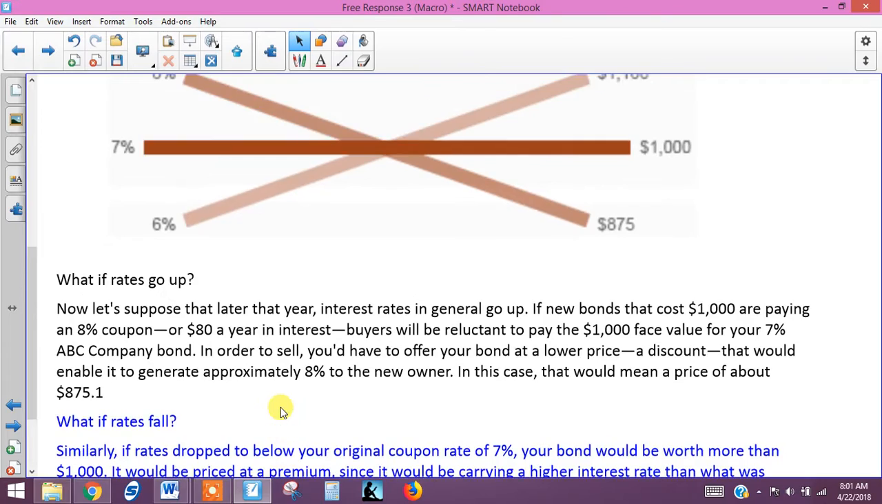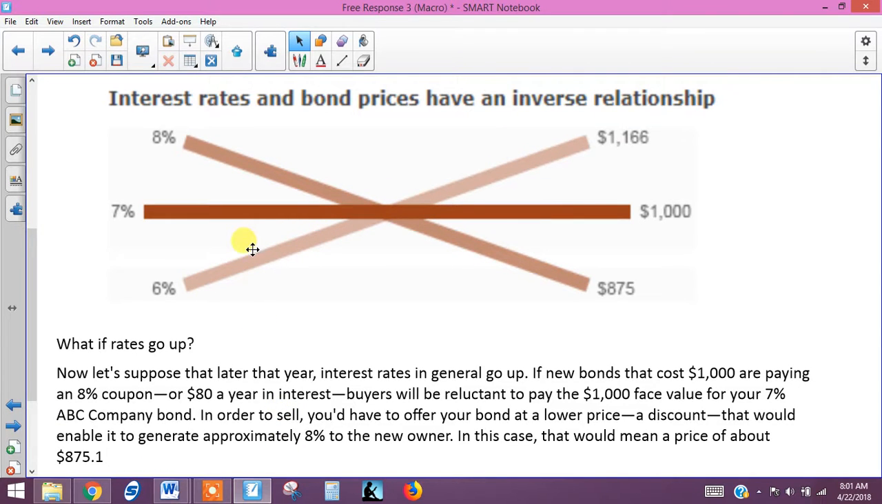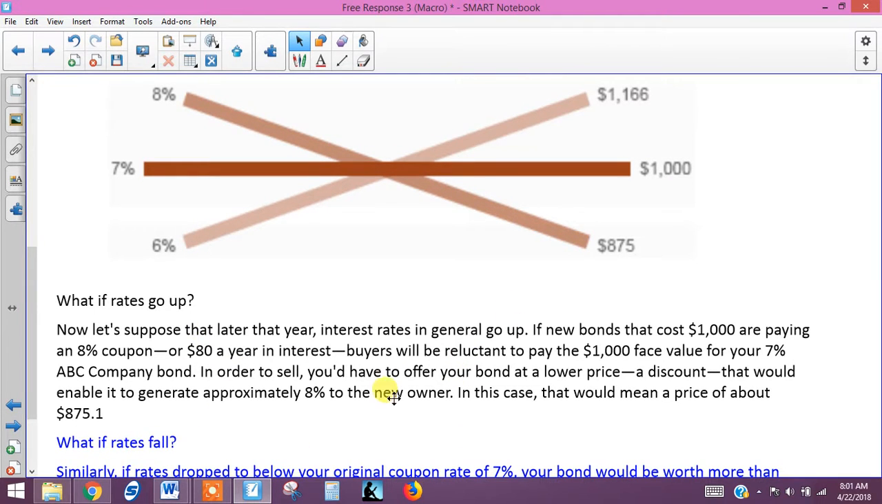So that's why you have this inverse relationship between the nominal interest rate in the economy and the prices of bonds. Thinking about it in terms of reselling them once the interest rate changes. And I'll let you read what would happen here if rates go up.